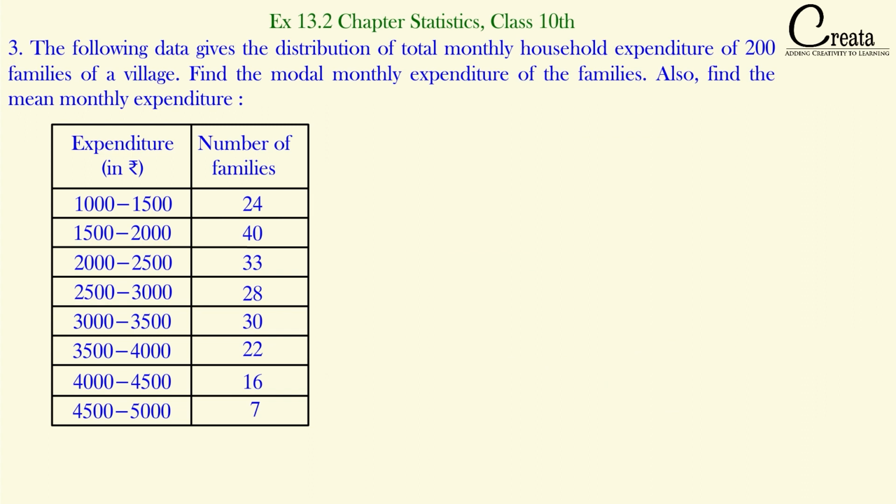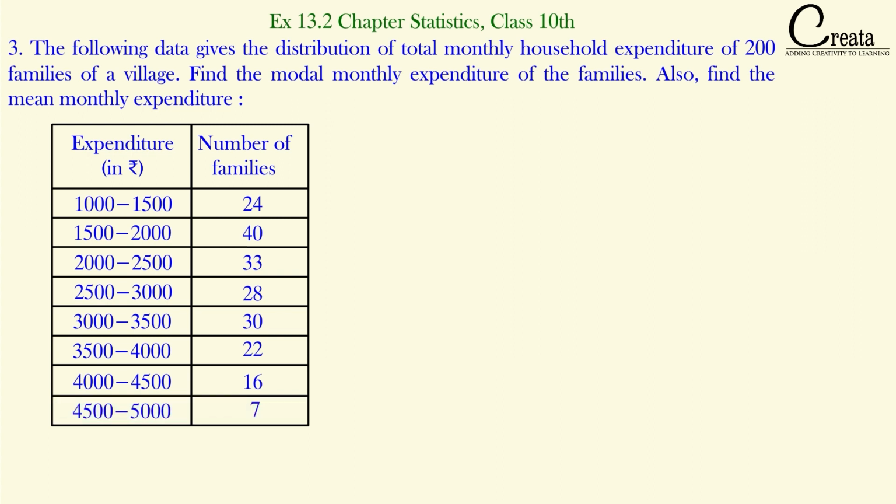Our first step, we will observe the data. The data is given with respect to the number of families and their expenditure. That is how much these families are expending in the month. The expenditure is given in rupees. For example, 24 families are expending in the range of 1000 to 1500 rupees monthly. On the larger side, 7 families are expending in the range of 4500 to 5000 rupees monthly.